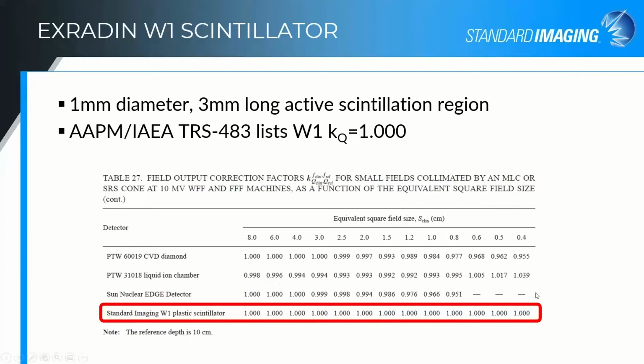I would point out, I guess, that if you're looking at the protocol, it is good to be aware that the places where data are not shown for some of these detectors, the uncertainty or the variation in the measurements were high enough that the committee felt that it was not appropriate to use the detector in those fields.